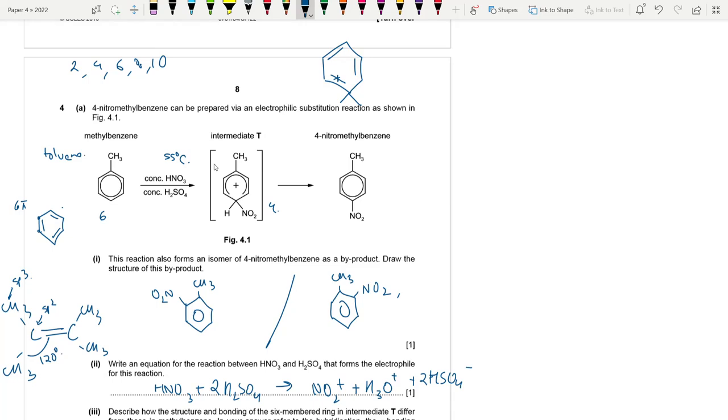The methyl group is ortho-para directing. Okay, so it either directs to the second or fourth position. So in our diagram, we see that it's on the fourth position. There was another isomer possible, that was the nitro group being directed to the second position. So that's our isomer. You could draw it either way, any one works.